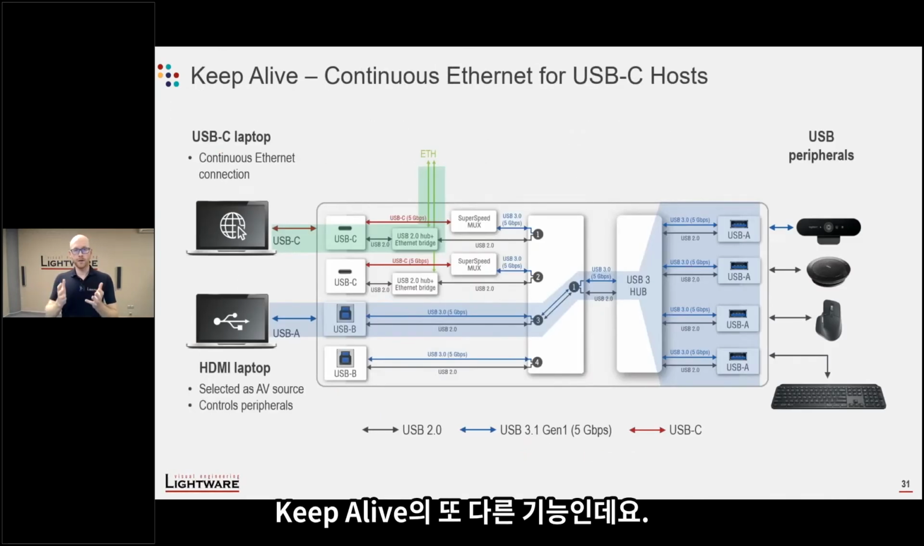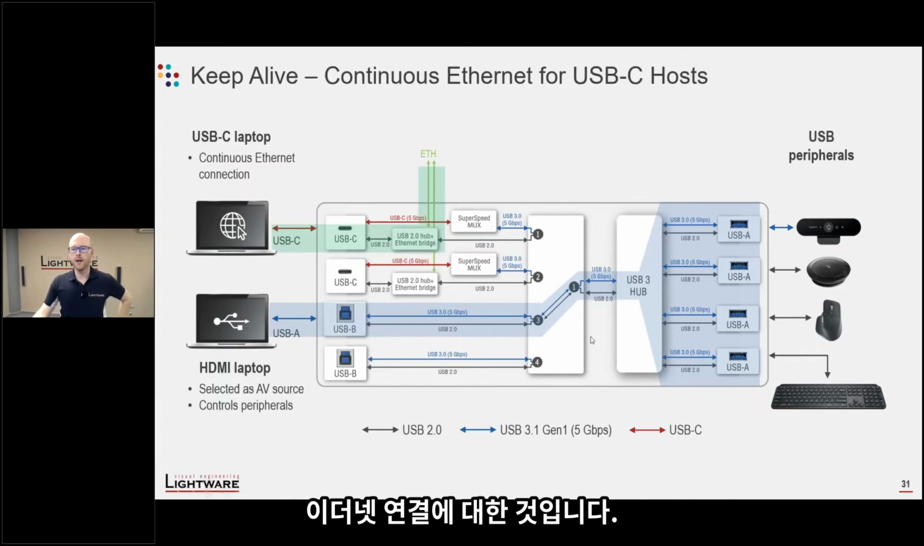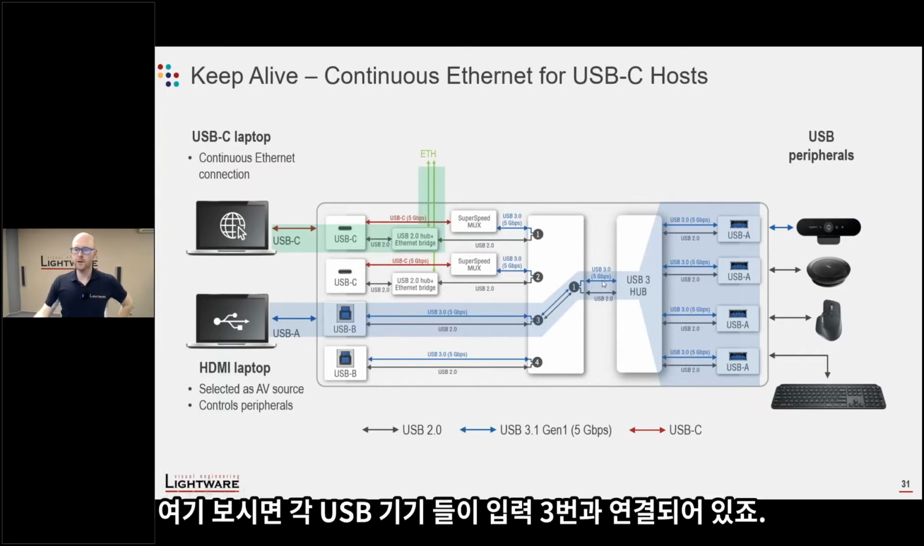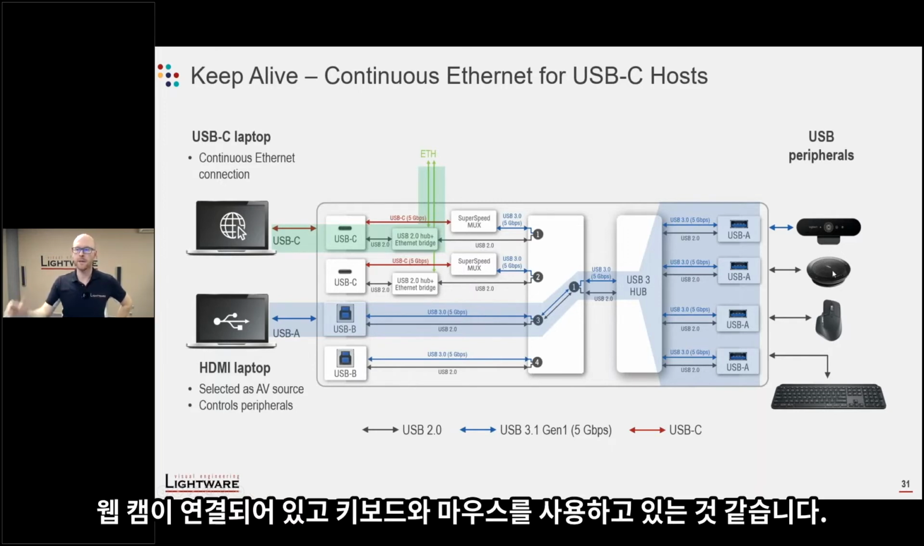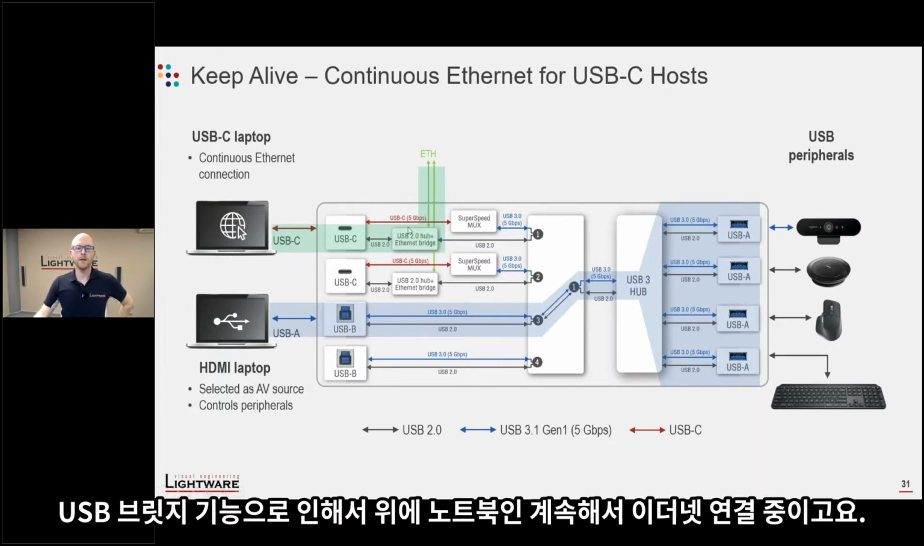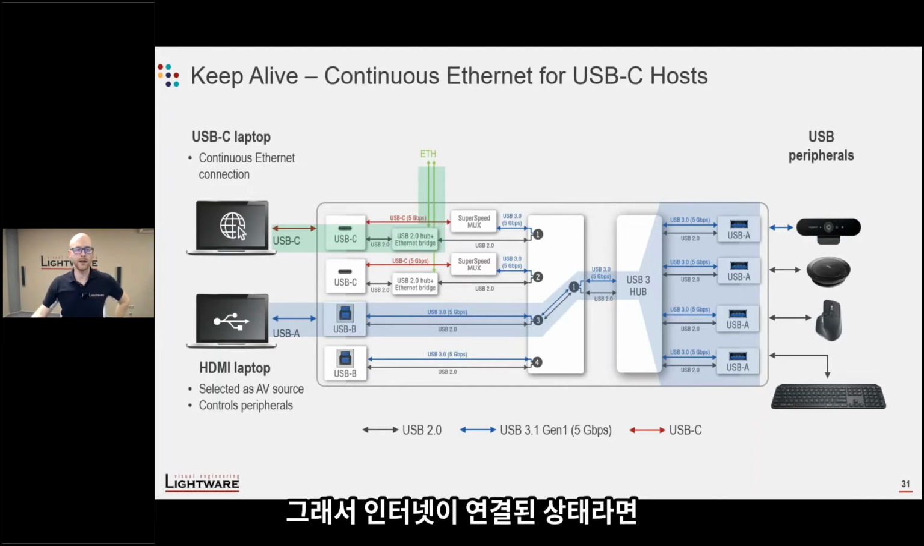Another part of this Keep Alive bundle of features is continuous Ethernet. Here you see the peripherals, which are at the moment switched to computer number 3, or input number 3, this HDMI laptop. Maybe this person is doing a presentation and is using the webcam, the keyboard and the mouse. But thanks to this USB Ethernet bridge, the person using this laptop is still connected to the Ethernet, or you can decide whether he should be connected to the internet.